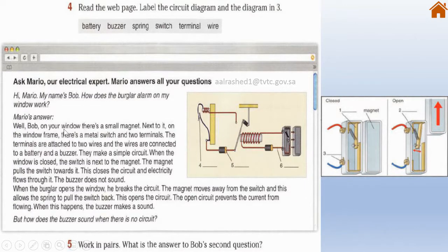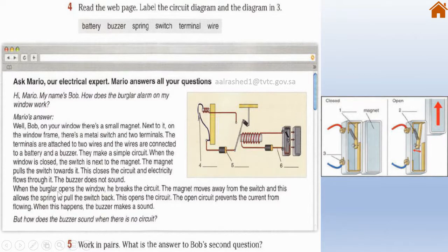Well, Bob, on your window there is a small magnet. Next to it, on the window frame, there is a metal switch and two terminals. The terminals are attached to wires, and the wires are connected to a battery and a buzzer. They make a simple circuit. When the window is closed, the switch is next to the magnet. The magnet pulls the switch towards it. This closes the circuit and electricity flows through it. The buzzer doesn't sound.